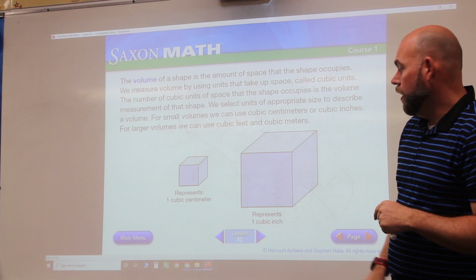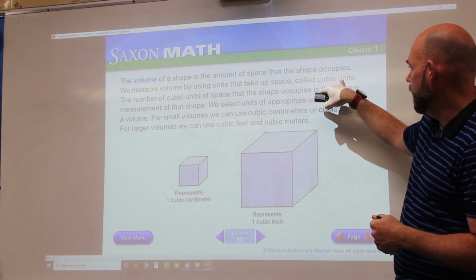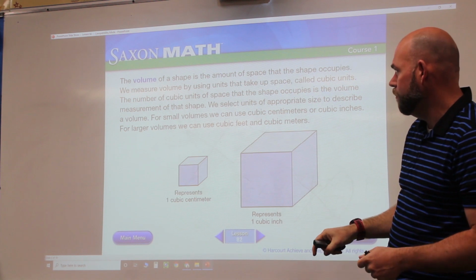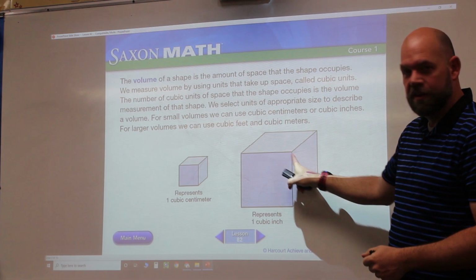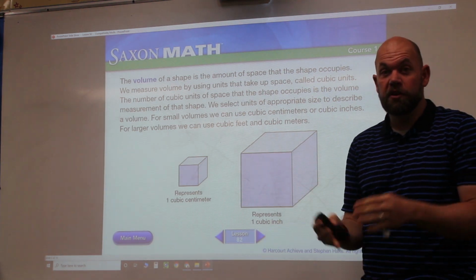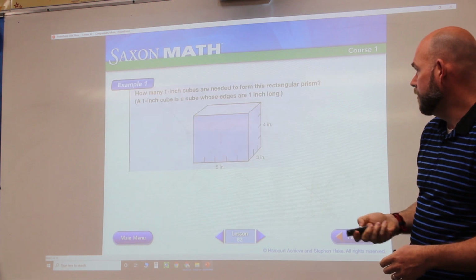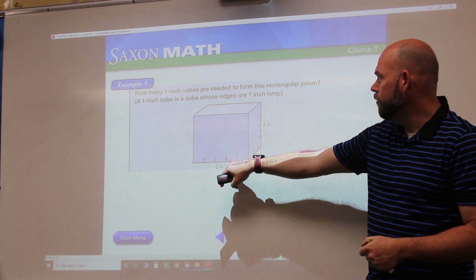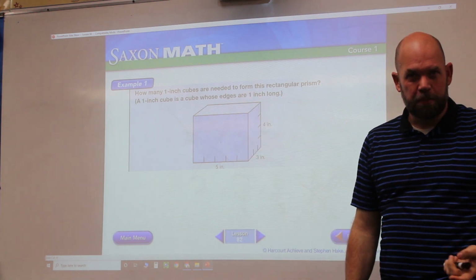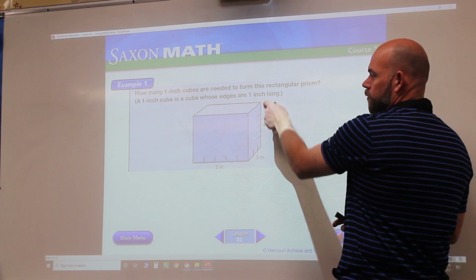Now as it shows here, cubic units, that's how we measure volume. Some are small, like a cubic centimeter. A cubic inch is going to be slightly bigger, or we might look at cubic feet or cubic meters, much larger spaces. So let's look at this first one. How many 1-inch cubes are needed to form this rectangular prism? Now they told us it's 5 inches across, 3 inches deep, and 4 inches high.